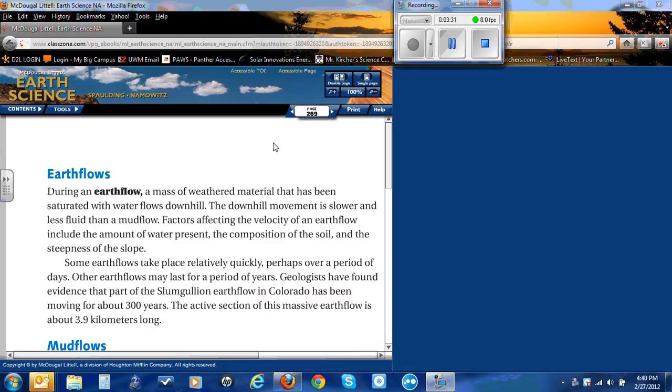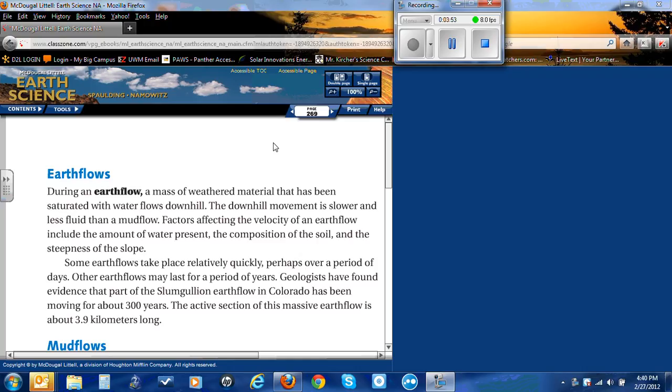Earth flows. During an earth flow, a mass of weathered material that has been saturated with water flows downhill. The downhill movement is slower and less fluid than a mud flow. Factors affecting the velocity of an earth flow include the amount of water present, the composition of the soil, and the steepness of the slope.